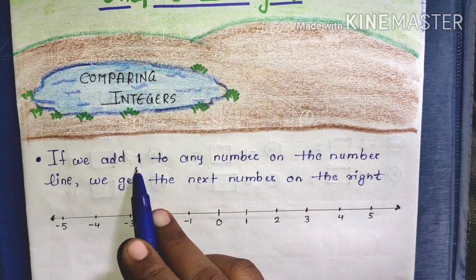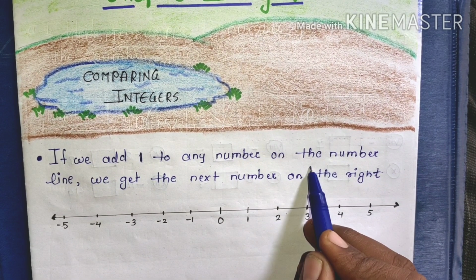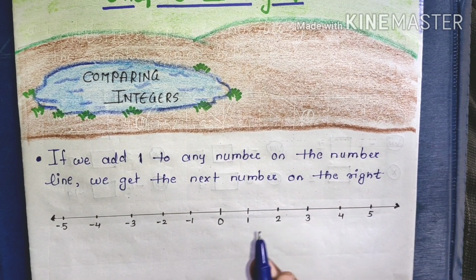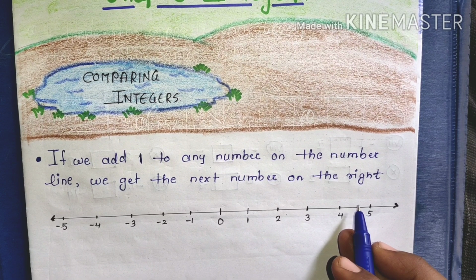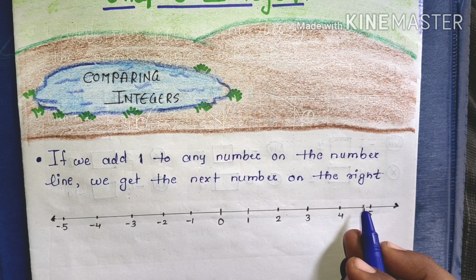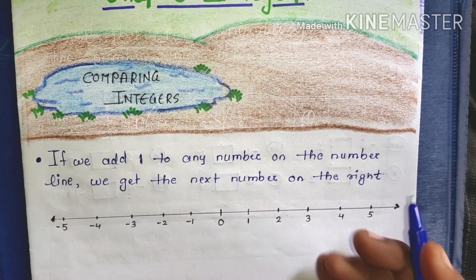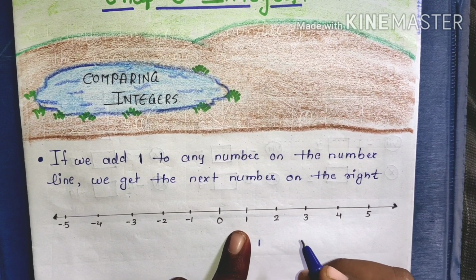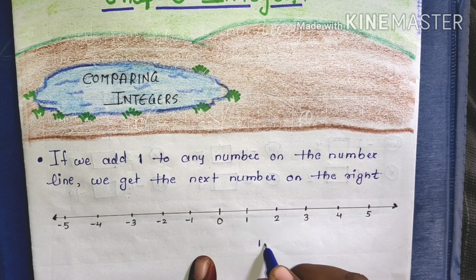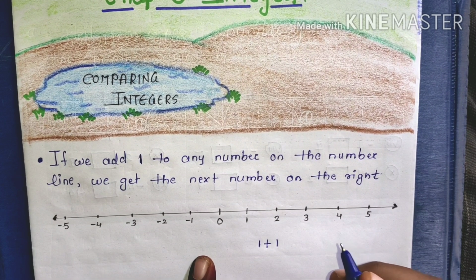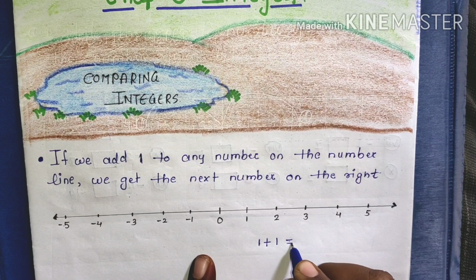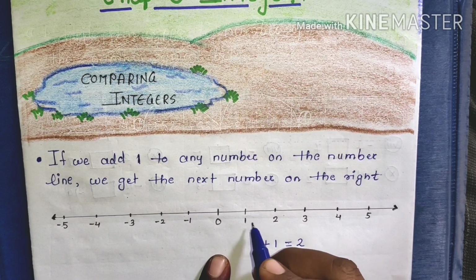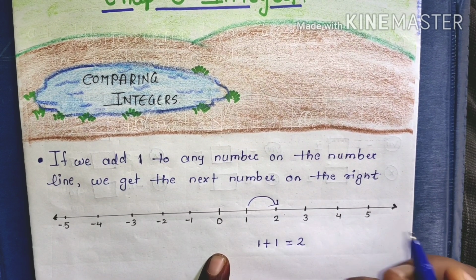If we add 1 to any number on the number line, we get the next number on the right. That means अगर कौन से भी number में हम लोग 1 add कर दे, then we get the next number on the right side. Okay, so here we have 1. यहाँ पे मैंने 1 लिख दिया. According to this sentence, if I add 1 to this, अगर मैंने 1 को add कर दिया, so what will I get? I get the number 2. That is the next number on the right side.